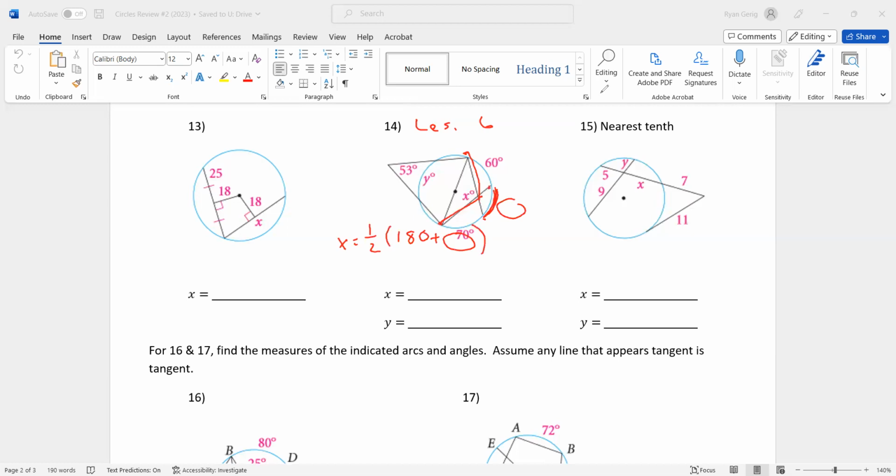And I should be able to solve it from there. The Y value is associated. You know what? I'm going to go ahead and delete everything here. The Y is almost a completely different problem. It goes with this angle out here.